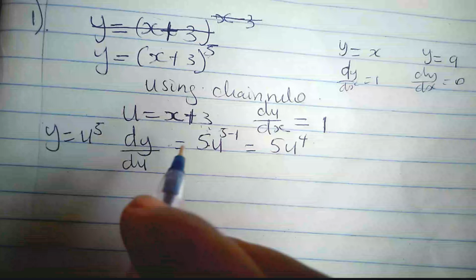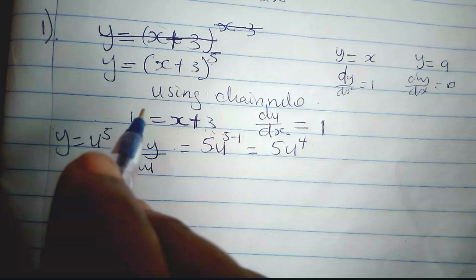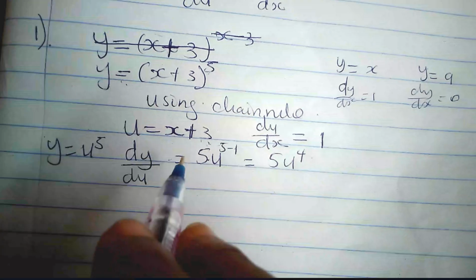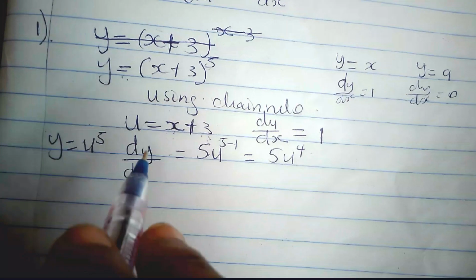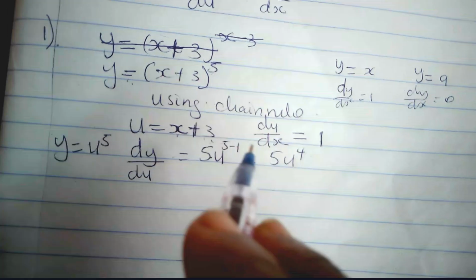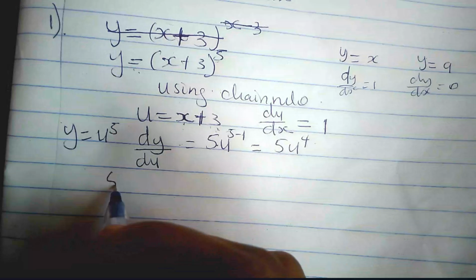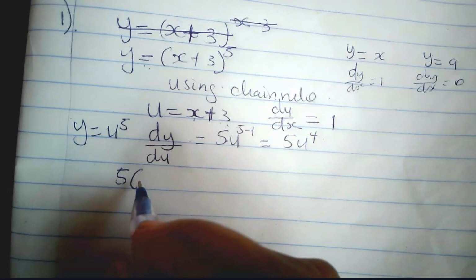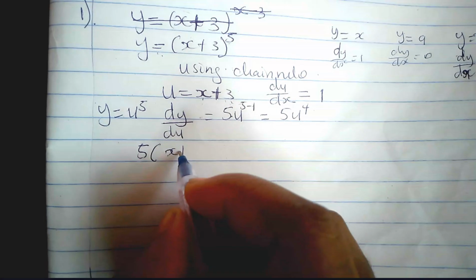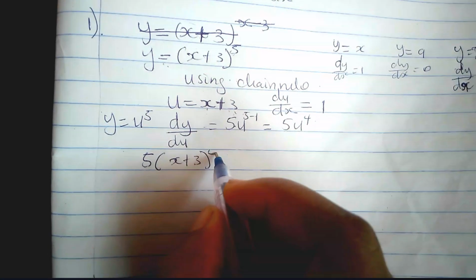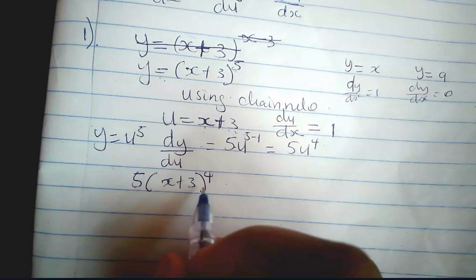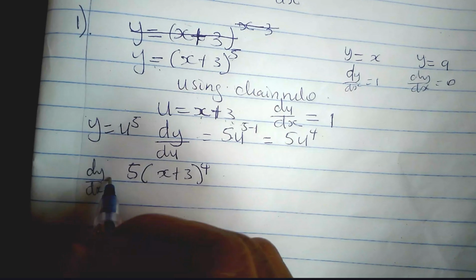So now that we have gotten this, let us substitute back our value for u, because the question was to find dy/dx of this. So we're going to substitute back what u is equal to into the equation. We're going to have 5 times (x plus 3) raised to power 4. That's the answer. So we know that dy/dx is equal to this.